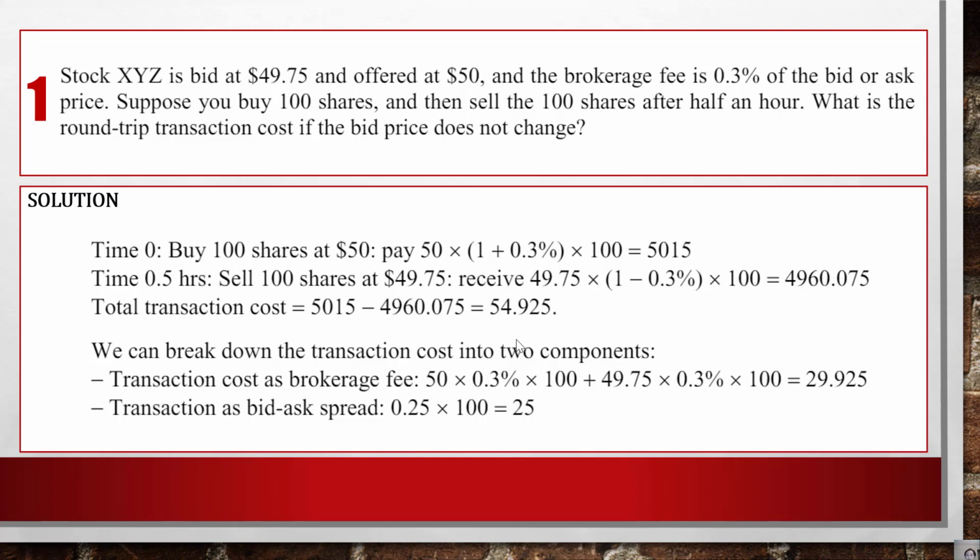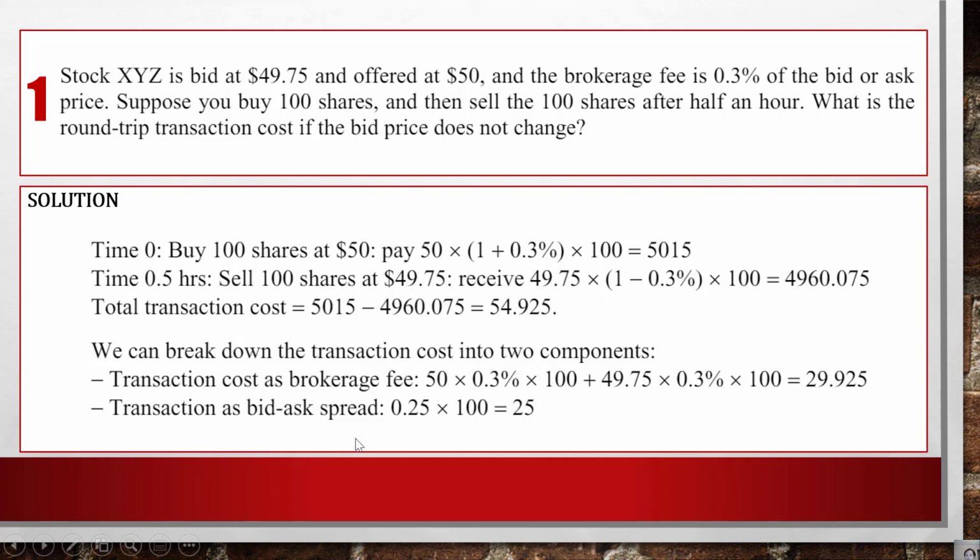Now, if we break down these costs into the two components, first the transaction cost as the brokerage fee, and the transaction cost as the bid-ask spread. For the brokerage fee, we got 0.3% times the price, which is $50, times 100. This is the transaction cost at time 0, and the transaction cost at time 0.5 is 49.75 times 0.3% times 100. And sum them up, we got 29.925.